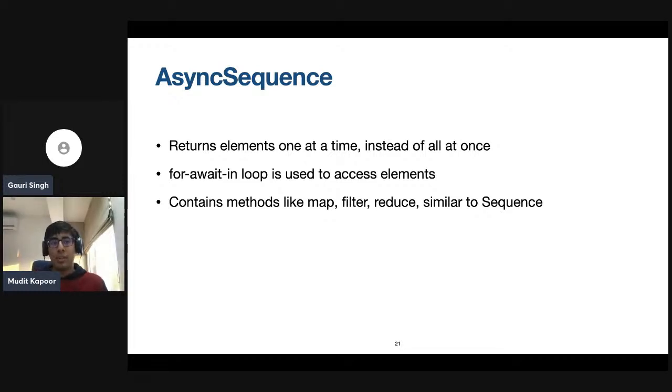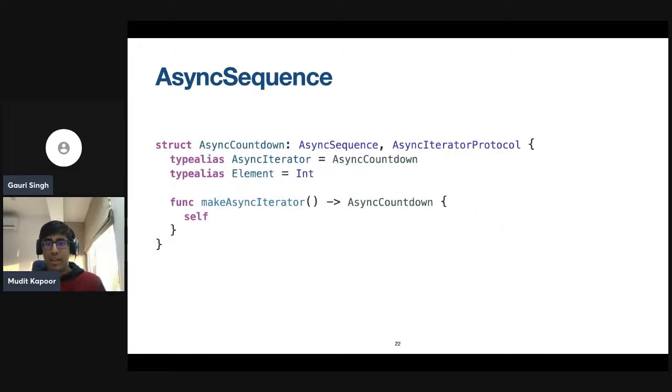And like sequence, we had the for in loop for sequences. We have the for await in loop for async sequence. And like sequence, the async sequence contains all these helpful methods like map, filter, reduce. All of these things are also available in async sequence. So let's look at an async sequence.